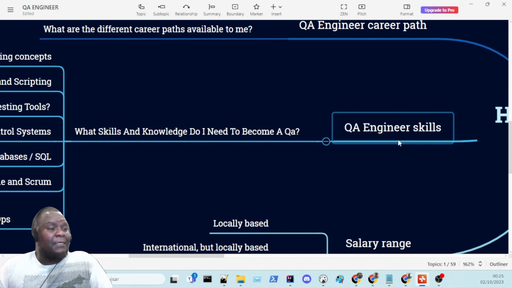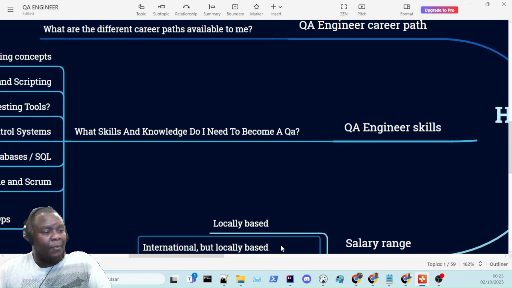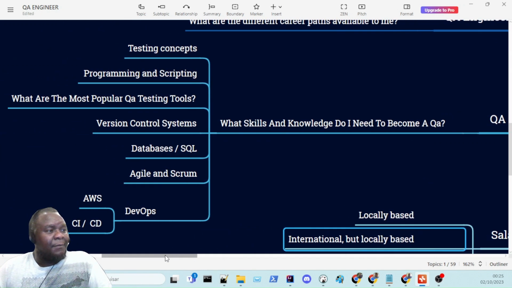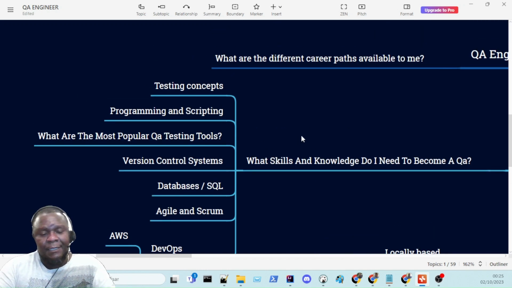Let's talk now about the QA engineer skills. The question is: what skills and knowledge do I need to become a QA engineer? I listed here some things. Maybe you can be scared, but these are things that I consider. If you know, not at a deep level, but you know the concepts and all the points here, you can start to become a good QA engineer and maybe start working with some companies, right? With fewer gaps.